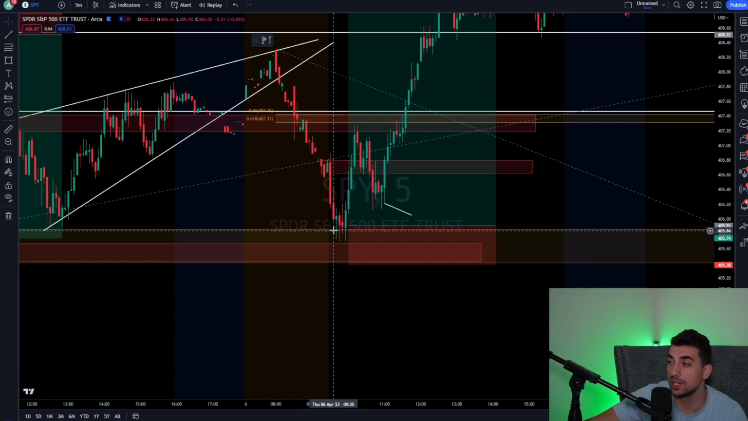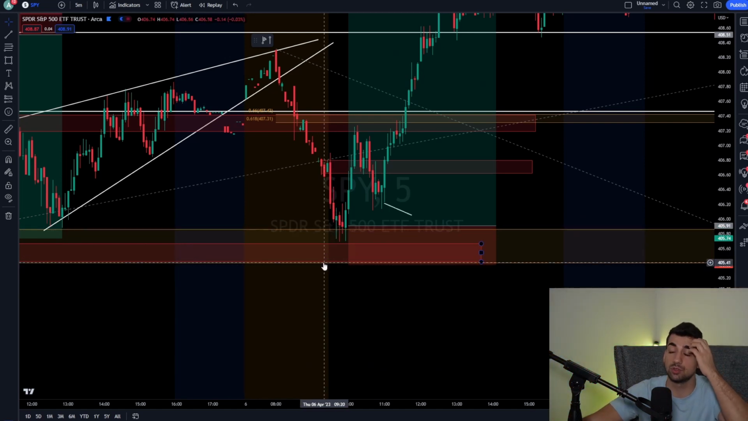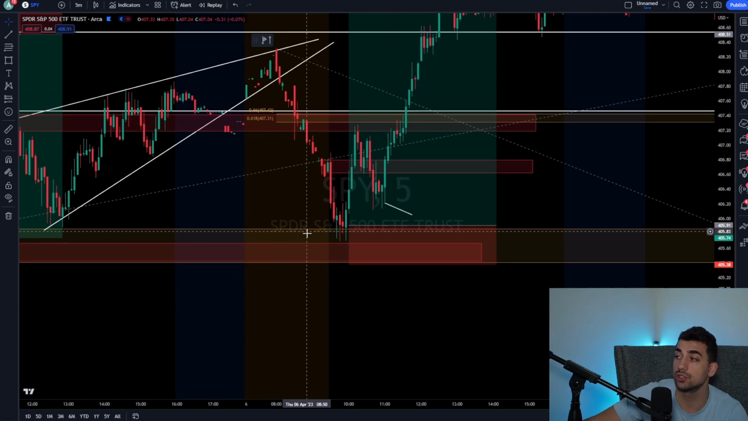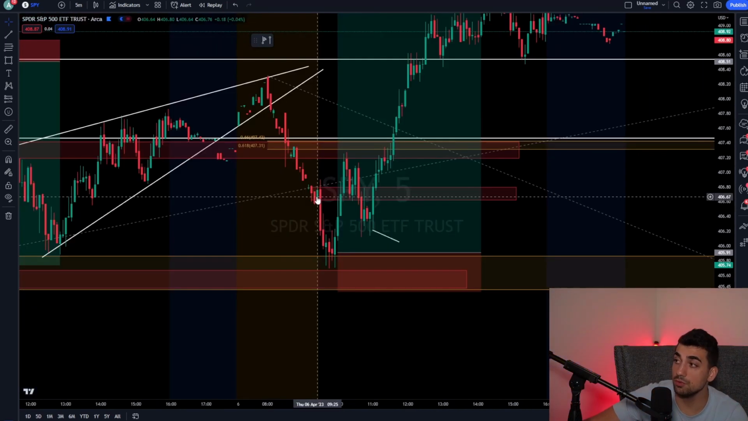So this was the first entry for half of my size, and I was hoping to actually hit a little lower, to 405.5, 405.4 in this area, to add more to my position. That unfortunately did not happen, and we caught a reversal. But at least we got our first entry in, and the first profit target.